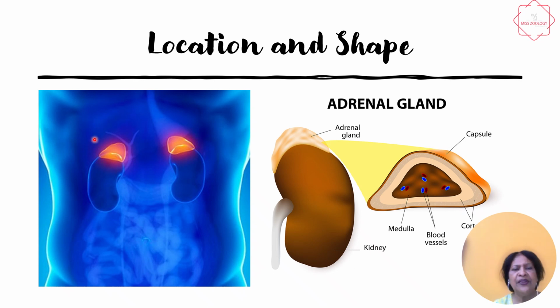Adrenal is a paired gland. This is fitted like a cap over each kidney on either side of our abdomen. This gland in its cross section shows two major distinct parts, the inner medulla and the outer cortex. It also has a covering which is protective and is called the capsule.